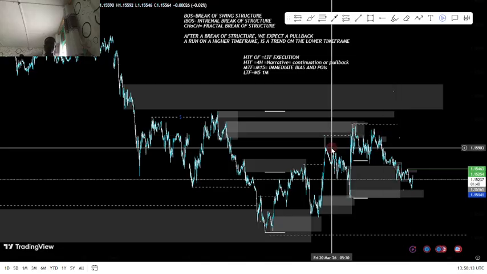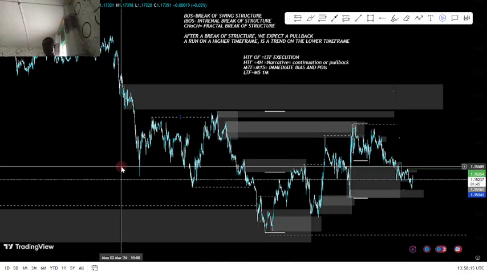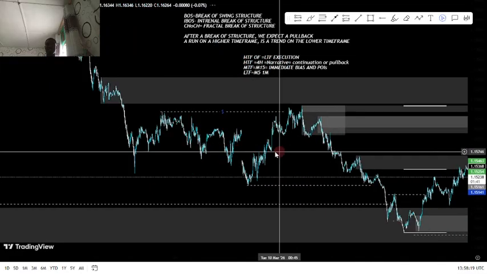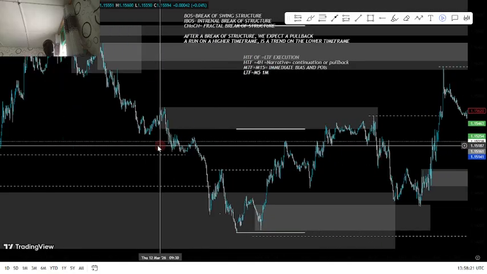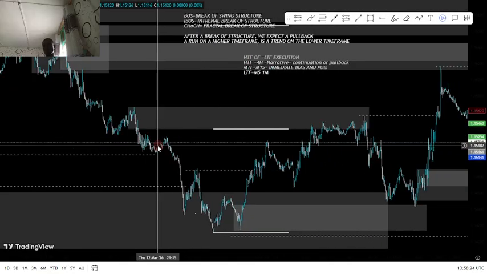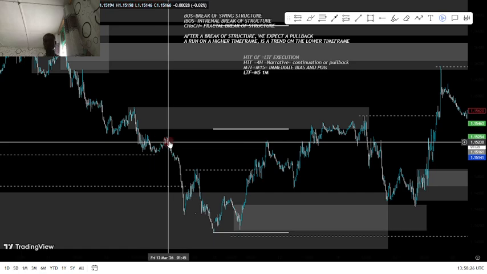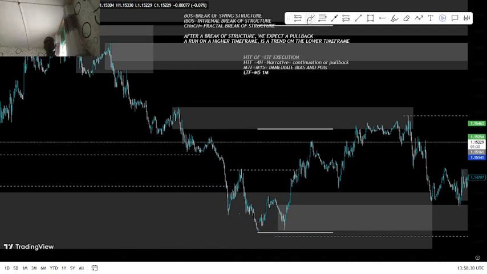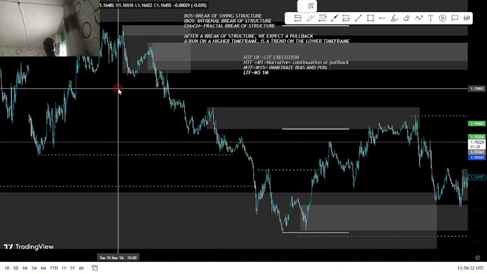Alright, so POI selection, strict minimum criteria: it led to a break of structure, which is a structural zone. Yesterday I pointed it out, but I will continue with it. So why are we even looking for zones on these legs?